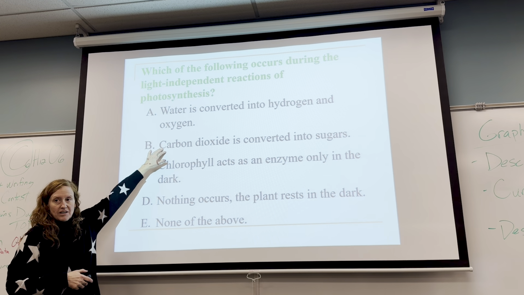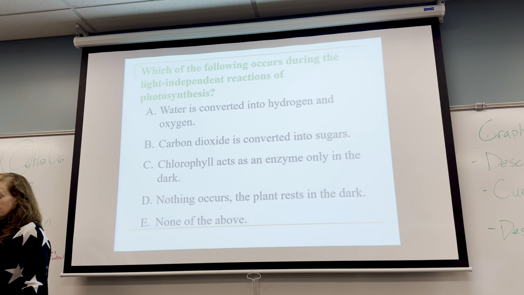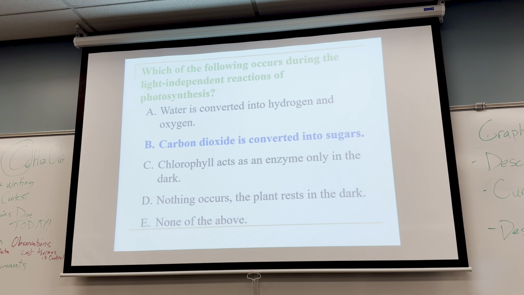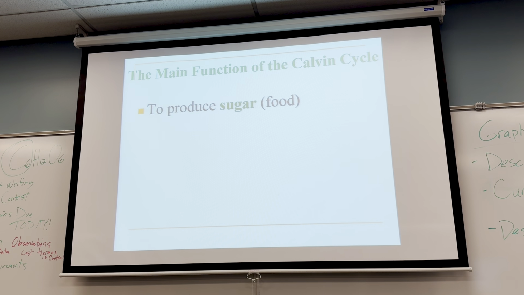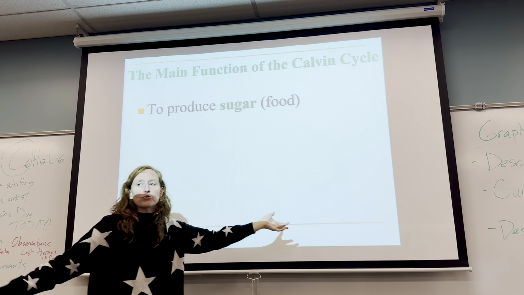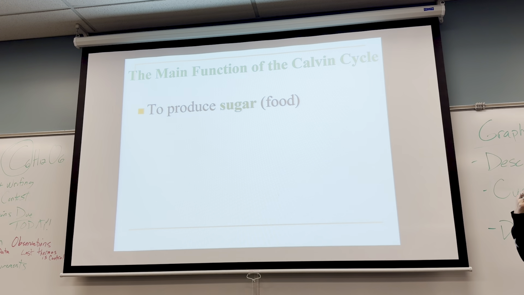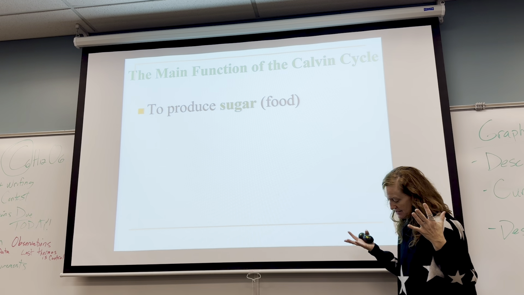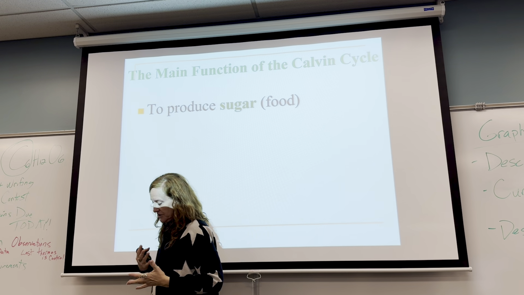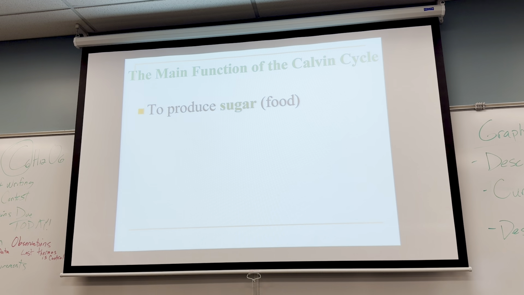So carbon dioxide is converted into sugars. All right, the main function of the Calvin cycle is to produce sugar. That sugar goes into various metabolic pathways to create whatever that plant is making in terms of food. So those sugars could become nuts and grains and seeds and beans, fruit and vegetables, oils, whatever plants make that we like to eat. That eventually becomes food sources.